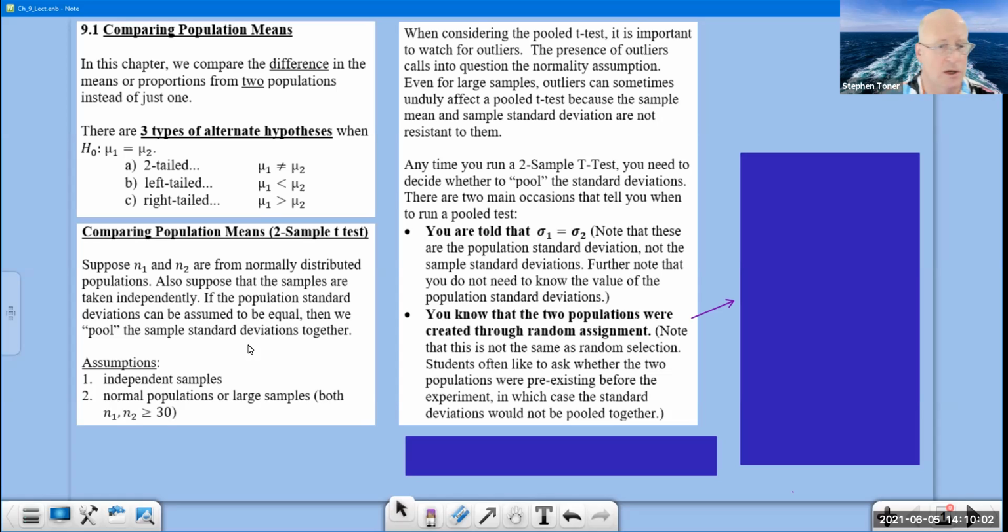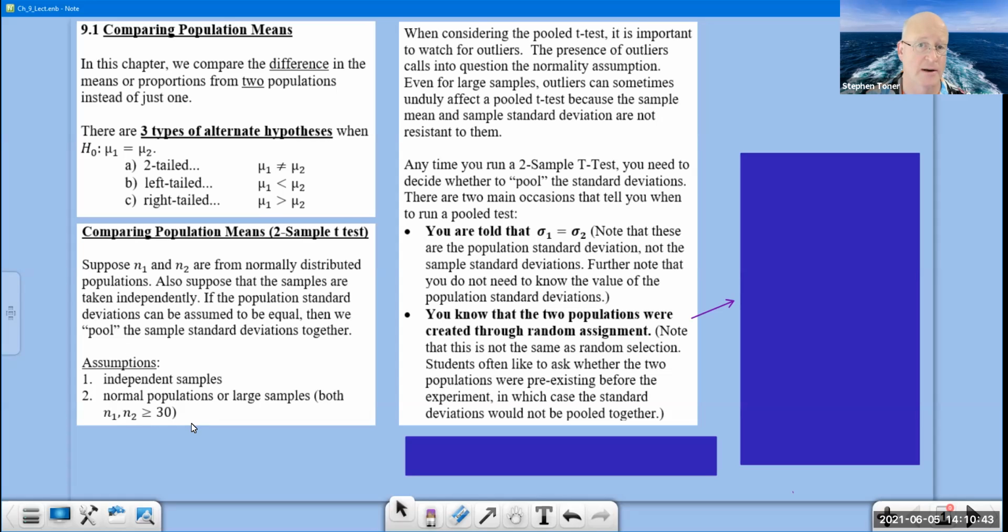So here we go. Let's just look at the assumptions here. We're assuming that N1 and N2, our samples, are taken from normally distributed populations. We want that. Also, suppose the samples are taken independently. The two populations are independent of each other, and we can't have a data value belonging to both populations. If the population standard deviations can be assumed to be equal, then we do something which we call pooling the standard deviations.